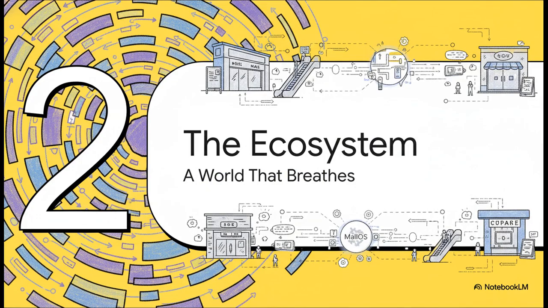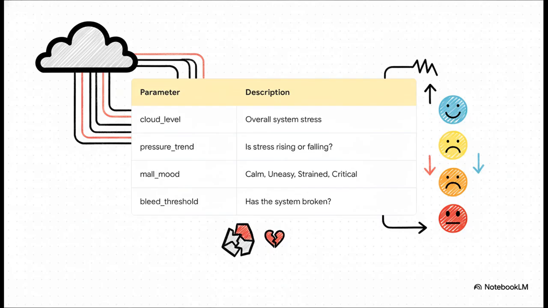Okay, so we've got characters built like software. But where do they live? That's our next layer, the ecosystem. And this isn't just some dead, static background. We're talking about a fully simulated mall running its own OS called Mall-OS, and it's alive. It's reacting to everything happening inside it. You can think of the mall as having its own nervous system, and they call it the cloud. This table here, the cloud state, is like its heart rate monitor. It's tracking the overall stress, the cloud level, seeing if pressure is going up or down, and even assigning the whole place a mall mood, from calm all the way to critical. It's a world that literally feels stress.